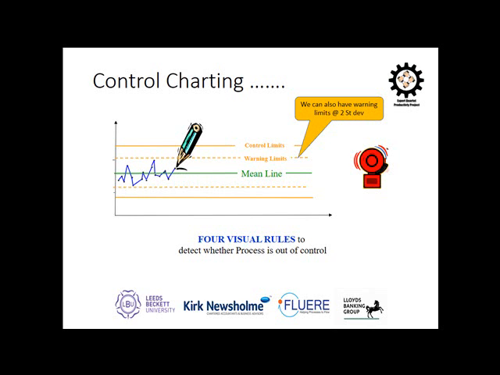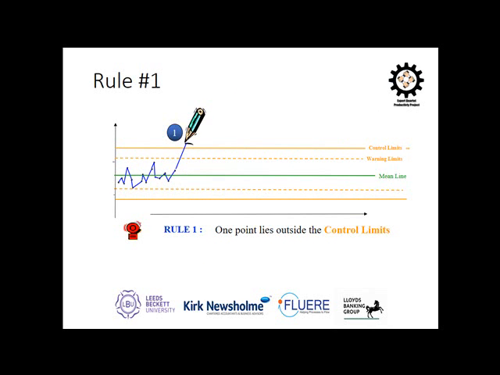So we use visual rules. The first visual rule is obvious: if you've got a point outside the control limits, then something has gone awry. There's a definite special cause occurring there. So you can go and track out what happened on that particular order, or that particular product, or that particular day or shift, or whatever it is.